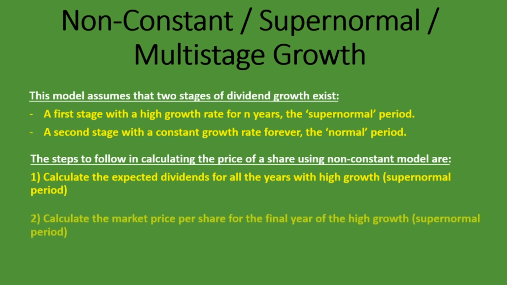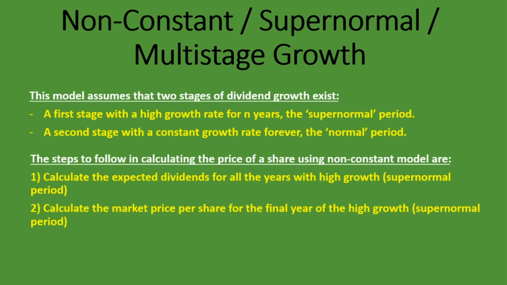And the second step is to calculate the market price per share for the final year of the high growth, the supernormal period. Okay, so let's say they say that dividends will grow at 30% for 4 years, after which it will fall to 15% forever. The first thing is to calculate the dividends from year 1 to year 4. Once we have done that, we calculate the expected market price per share at year 4. Remember, using the formulas that we just mentioned in the previous slide.